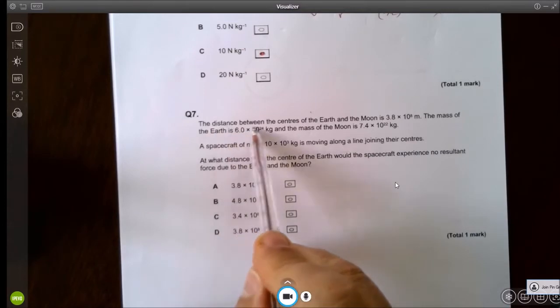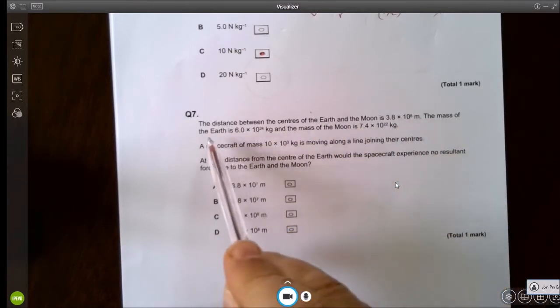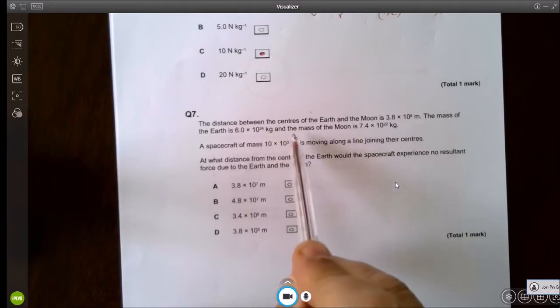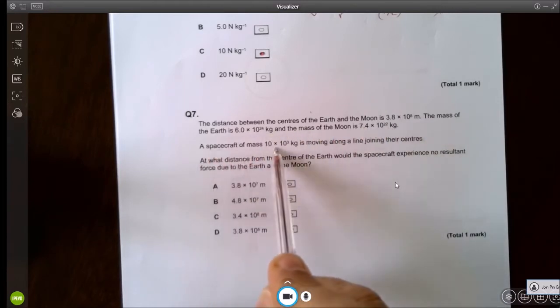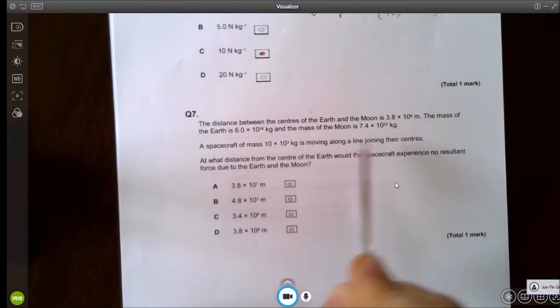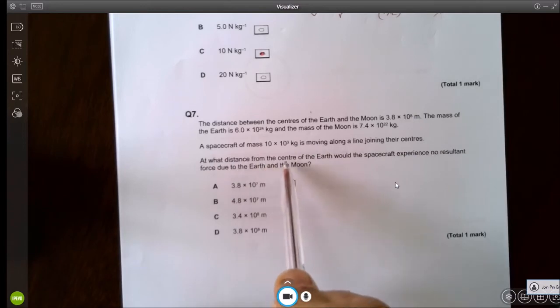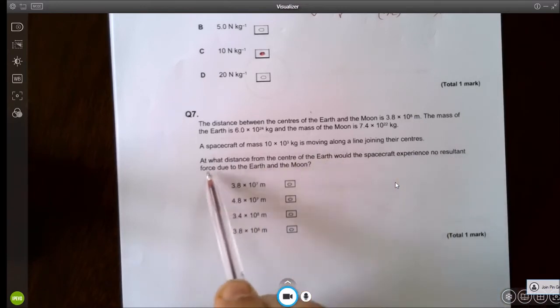Okay, the distance between the centres of the Earth and the Moon is 3.8 times 10 to the 8 metres. The mass of the Earth is 6 times 10 to the 24. The mass of the Moon is 7.4 times 10 to the 22. A spacecraft of mass 10 times 10 to the 3 kilograms is moving along a line joining their centres. At what distance from the centre of the Earth would the spacecraft experience no resultant force due to the Earth and the Moon?